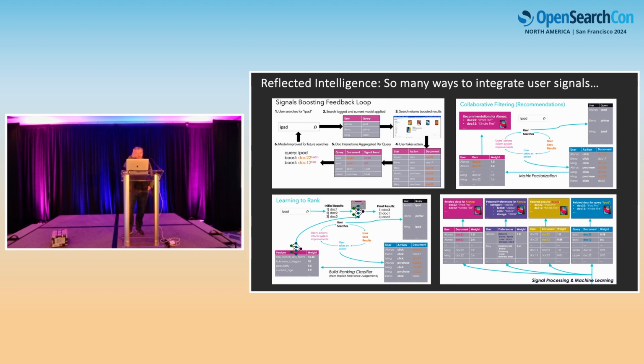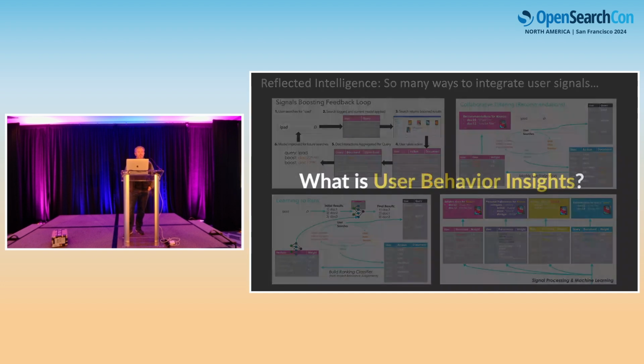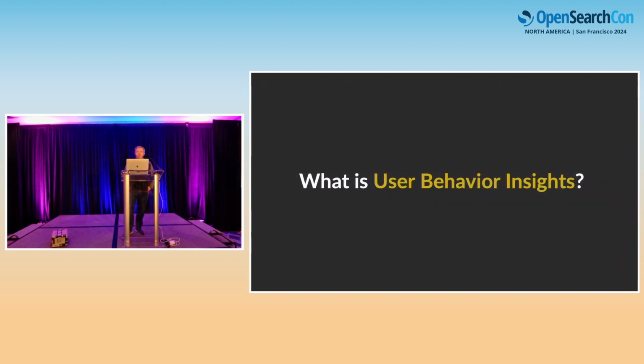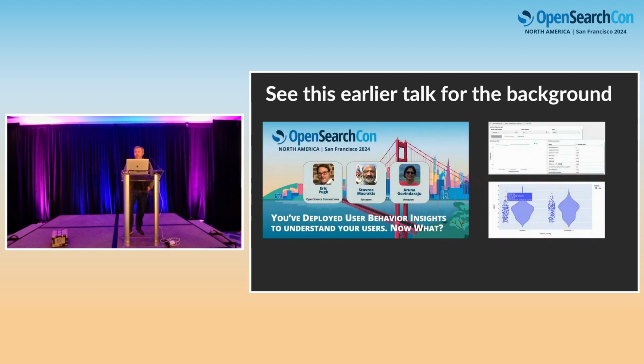So thankfully, Stavros is sitting right here. The user behavior insights capabilities are now in OpenSearch, or available as a plugin for OpenSearch. So if you didn't see the talk earlier with Eric and Stavros and Aruna, definitely check that out when the video comes out. They talked about collecting data in user behavior insights. They showed some dashboards about different amazing things you can do with the data. In this talk, I'm going to be focused on the machine learning model side of what you can do with the data.